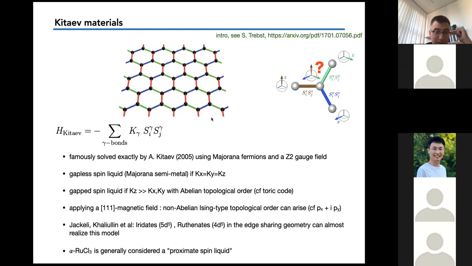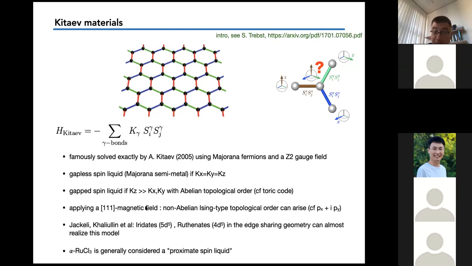Now, in the quantum case, one of the most famous papers that exists, I think, is the exact solution of this model by Kitaev using Majorana fermions and a Z2 gauge field. So if you have just this model, it is exactly soluble. And it turns out that if Kx equals Ky equals Kz, you get a gapless spin liquid. Essentially, you get a Majorana semi-metal, whereas the Z2 gauge field is static and gapped out. If, however, one of the K's is much larger than the others, say Kz is much larger than Kx or Ky, then you get a gapped spin liquid, which is already very interesting. However, it has abelian topological order, same as the toric code.